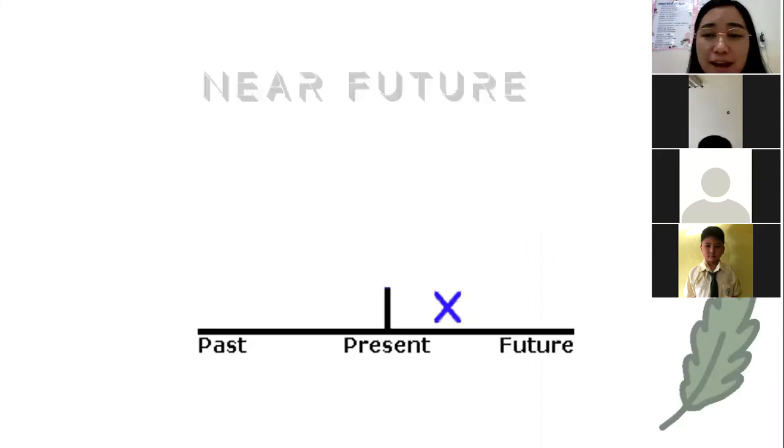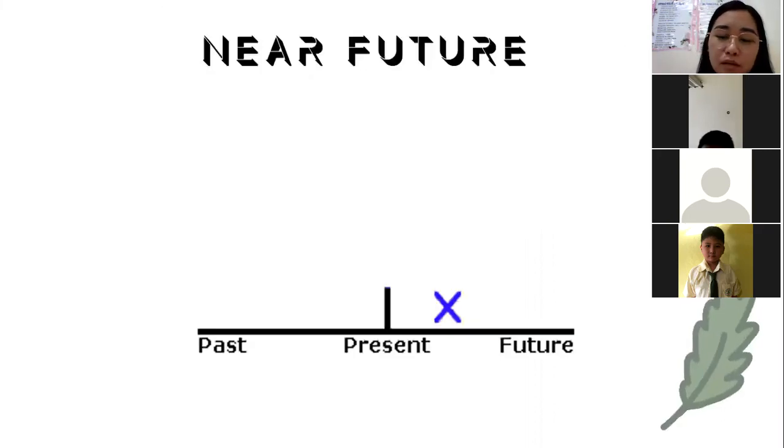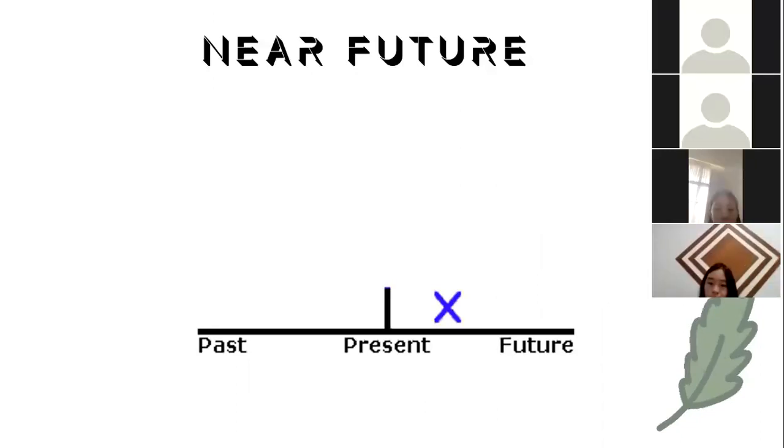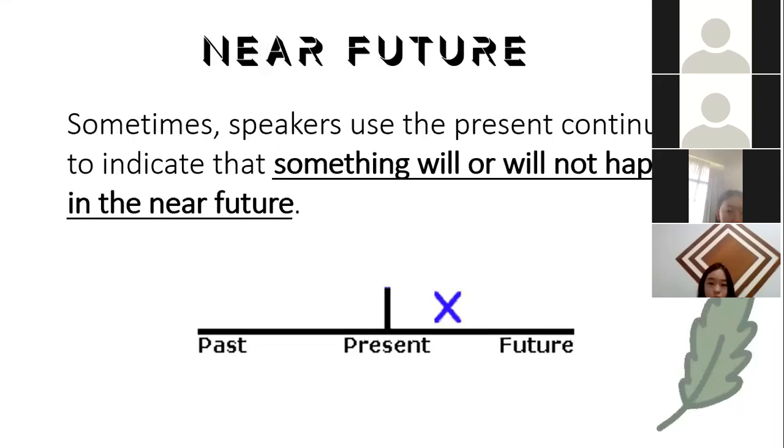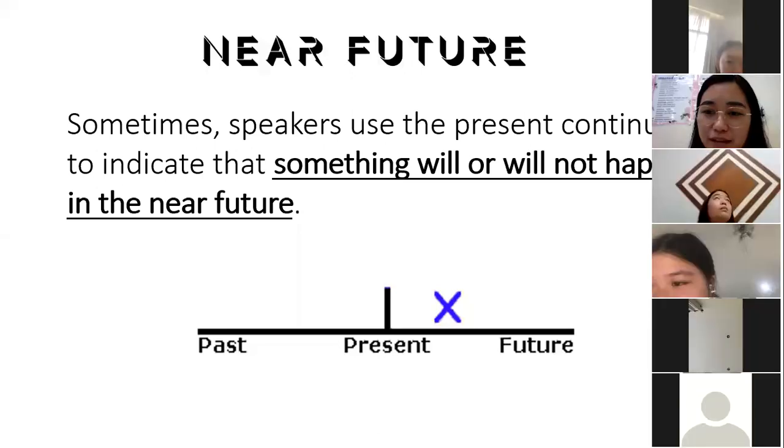Then the next one, we have near future. So when we say near future, if you look at the illustration below, there is only a little gap between present and future. And it's still more in the present if you look at the X mark. So when we say future, it doesn't necessarily mean that we have to use the future tense. Sometimes present continuous is applicable as well. Okay? Speakers use the present continuous to indicate that something will or will not happen in the near future. Okay, so that's how we use it.